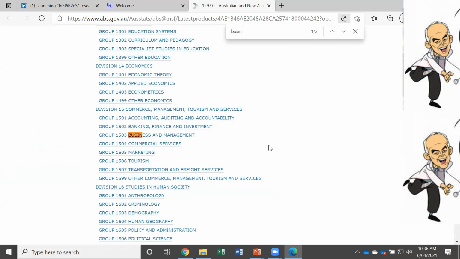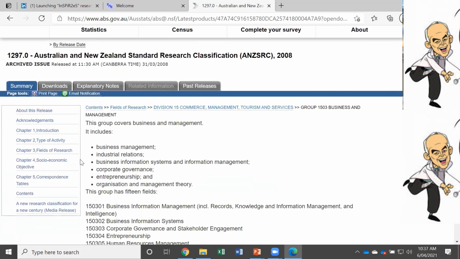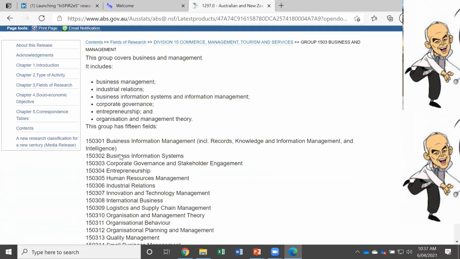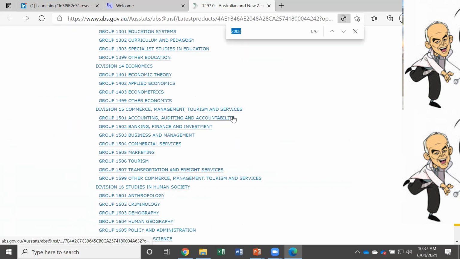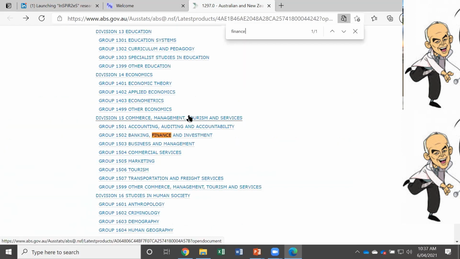If I just search for business, business and management has a field of research code of 1503. If I click on that, what is included there? It has some sub fields of research under business. If someone is doing research in banking, finance, and investment, your field of research is 1502.